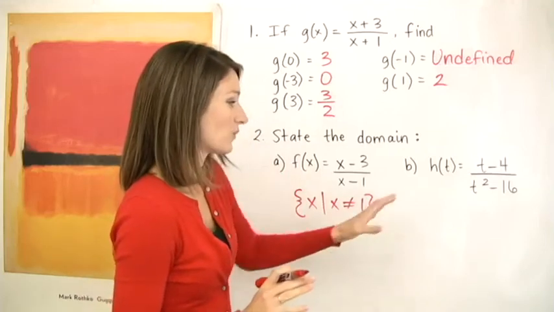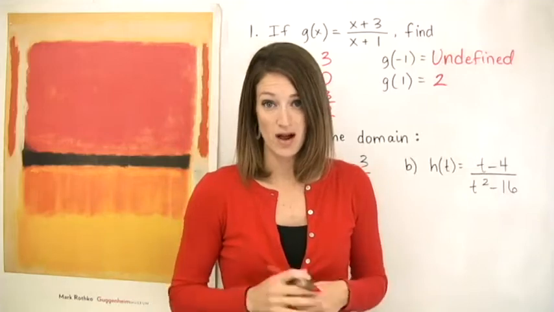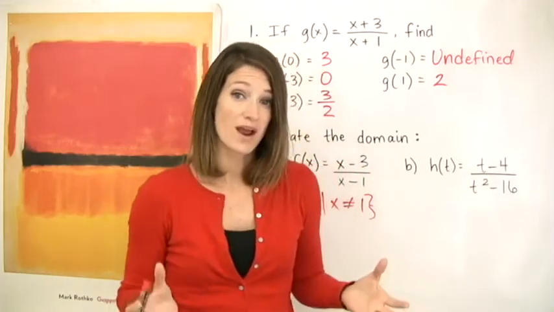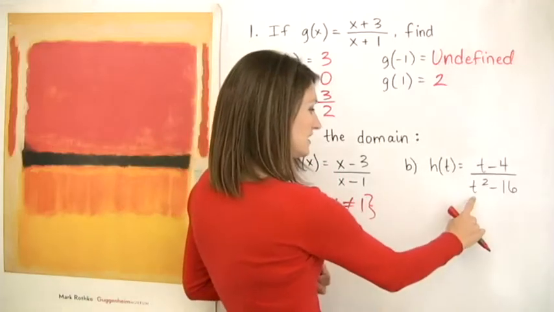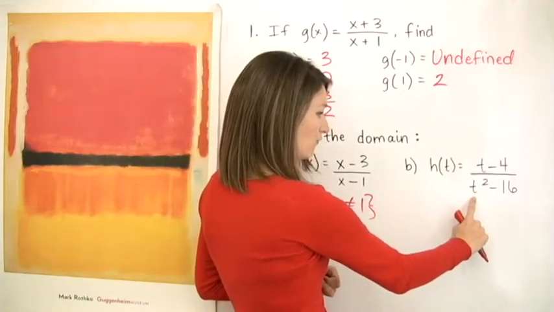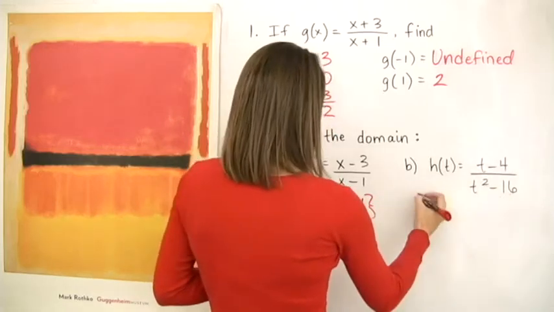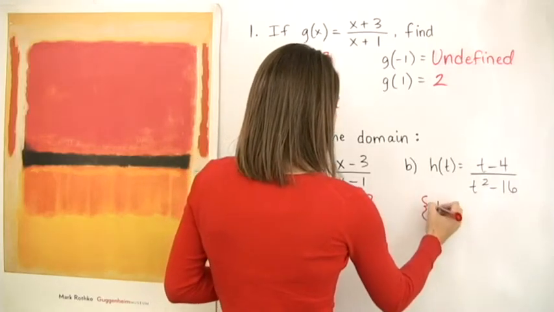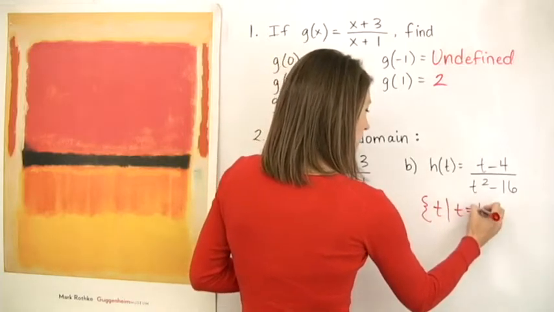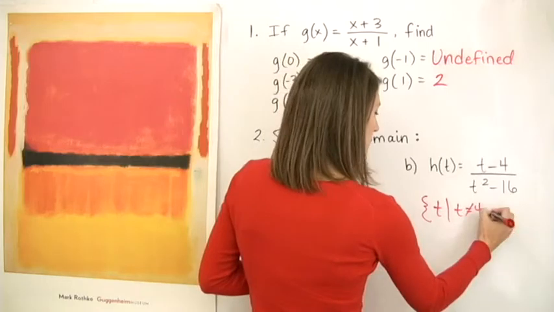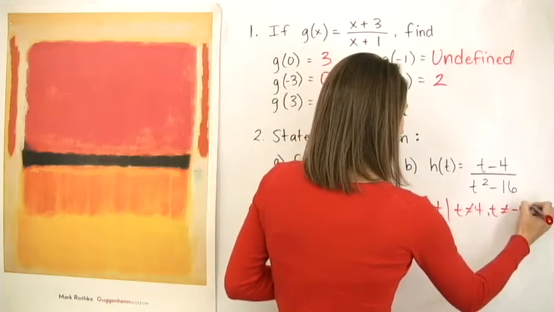But we're not finished yet. We also have to remember that when you square a negative number, you get a positive number. So if we were to square negative 4, we'd also get 16. So t equaling 4 or negative 4 would make the denominator in this function 0. So our domain we can write as t is all numbers such that t does not equal 4 and t does not equal negative 4.